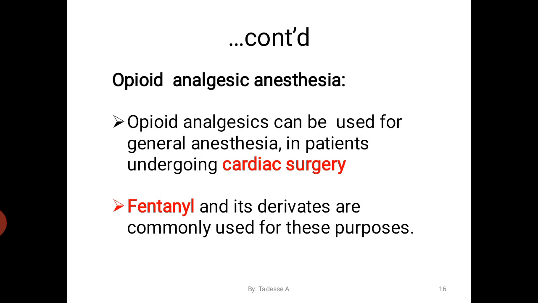The other anesthetic agents are opioids, opioid analgesics for anesthesia. Opioid analgesics are a good anesthetic agent to be used for patients who are undergoing cardiac surgery, because opioids are safe for homeostasis and give just an analgesic effect. Fentanyl and its derivatives are commonly used for this anesthetic purpose. Opioids are also good at inducing sedation, which is preferable for cardiac surgery.